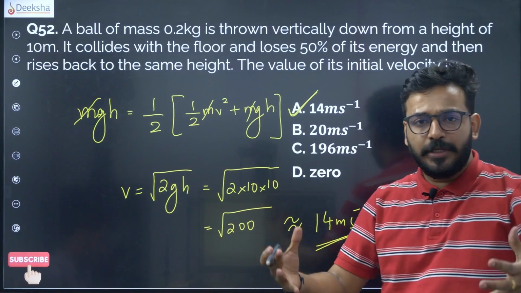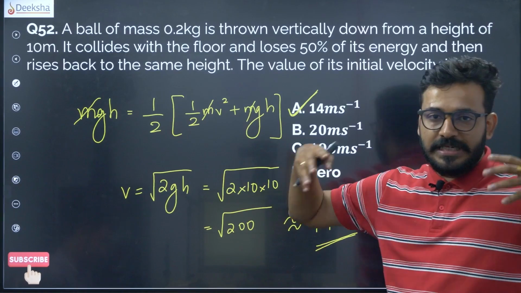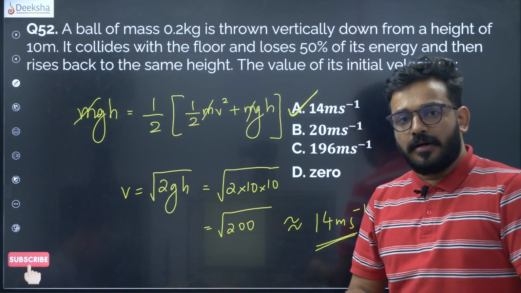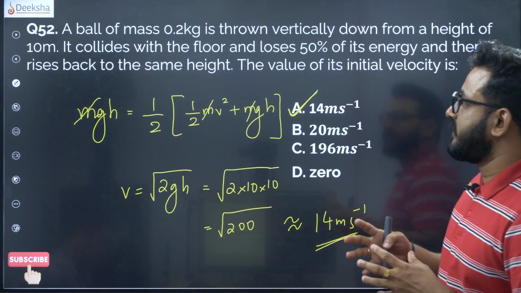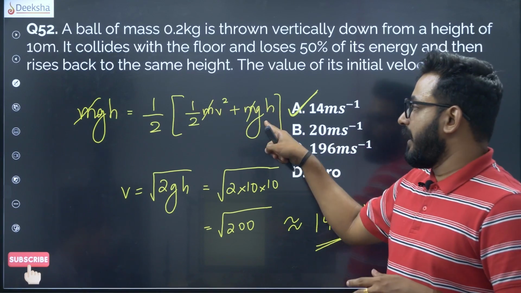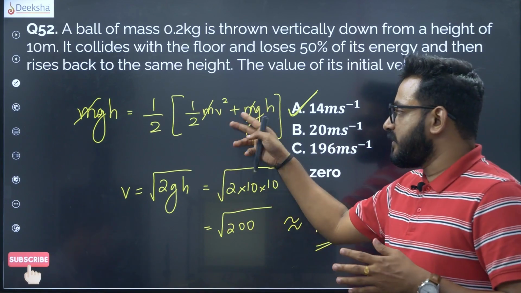So it's a very simple, intuitive question. You just have to think about it, right? There is an initial energy, and then when it hits the ground and rises to a certain height, it loses half of its energy. It rises back to the same height, so it loses half of the energy. This is how you do it.